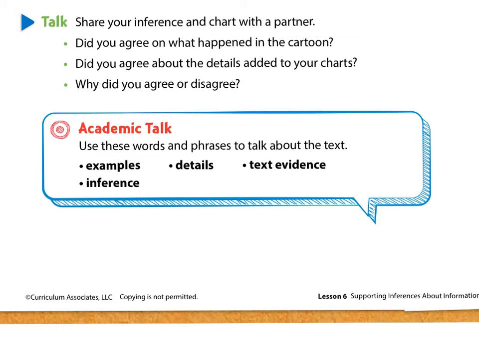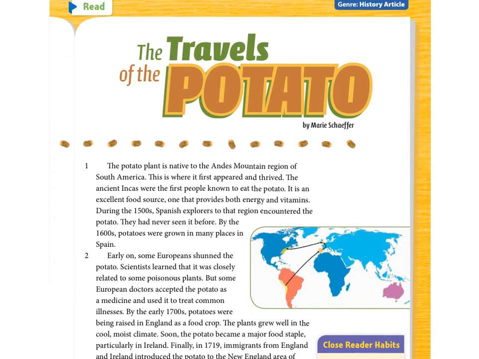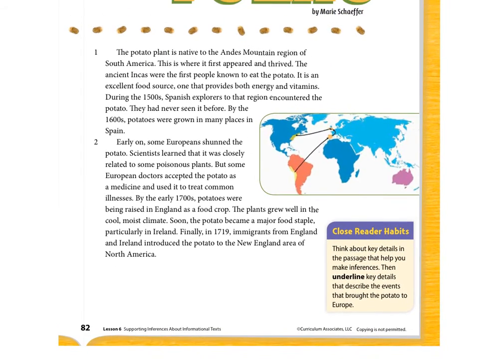Now, there are some words that we need to know when we're thinking about inferences and evidence. These are called academic vocabulary words. Examples, details, evidence, and inferences. That was called The Travels of the Potato. Today, we're going to add to our knowledge of this text, and we're going to also be reviewing how growing writers use evidence in their writing.